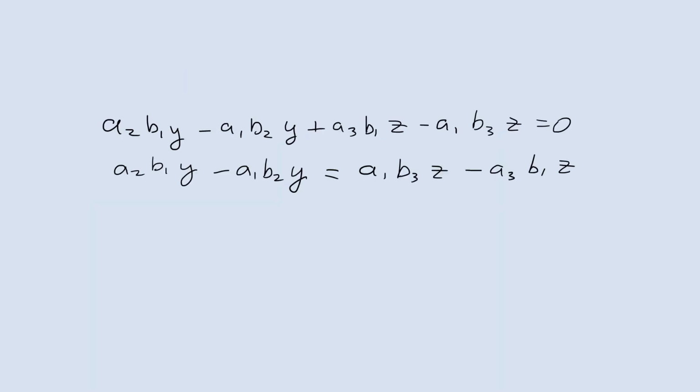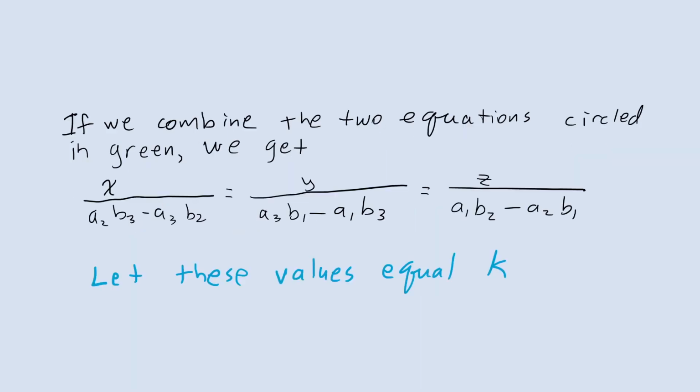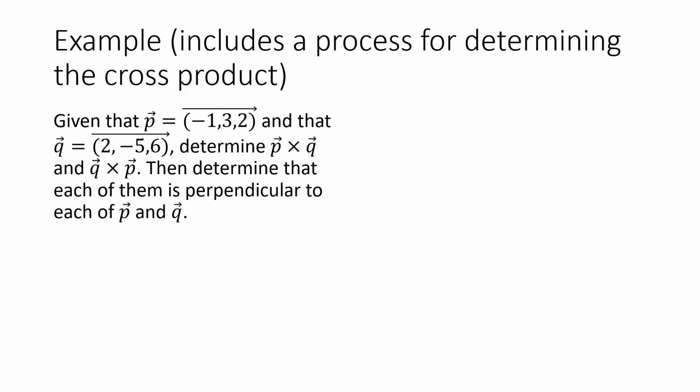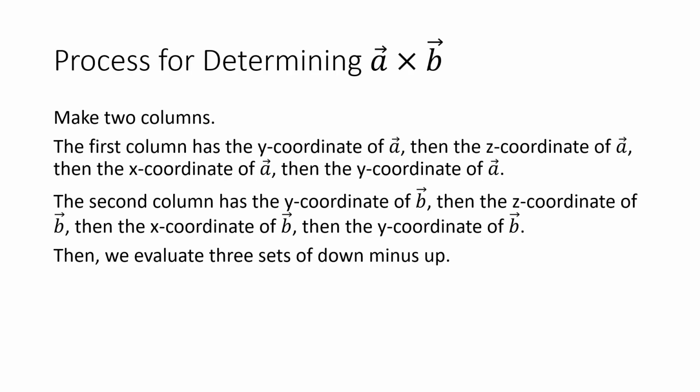Now, there's a slide that we'll go through in a different video where we develop a formula for a cross b. But before we get into that, let's talk about a process for determining a cross b, because most people don't actually memorize the formula each time they go through it. So what we're going to do instead is make two columns. The first column has the y coordinate of a, then the z coordinate of a, then the x coordinate of a, and then the y coordinate of a. And the second column will have the y coordinate of b, z coordinate of b, x coordinate of b, and y coordinate of b. Technically, we should be saying component, not coordinate, for each of those, because we're talking about vectors.